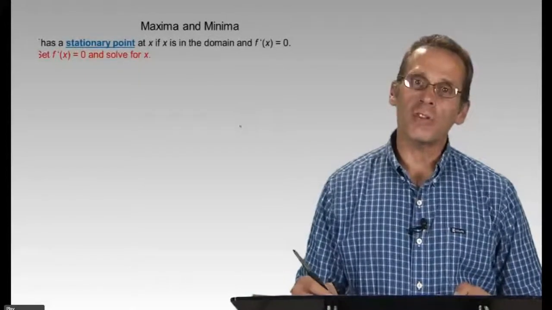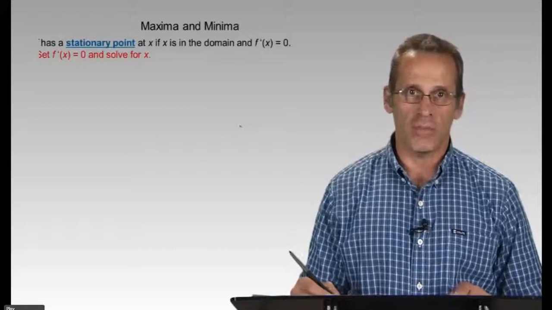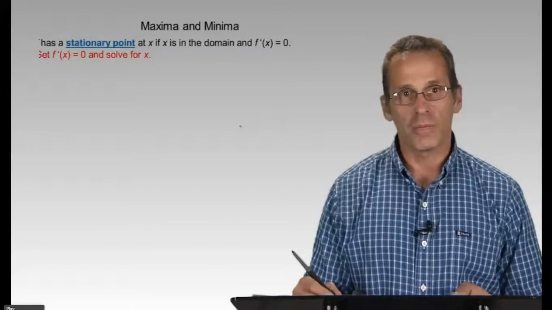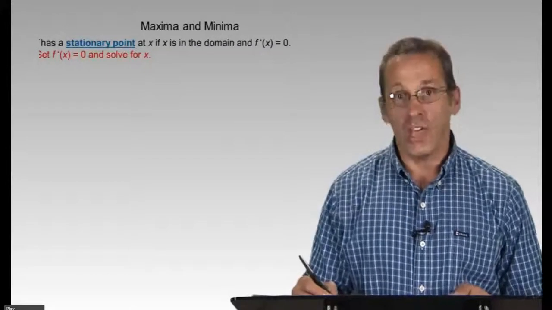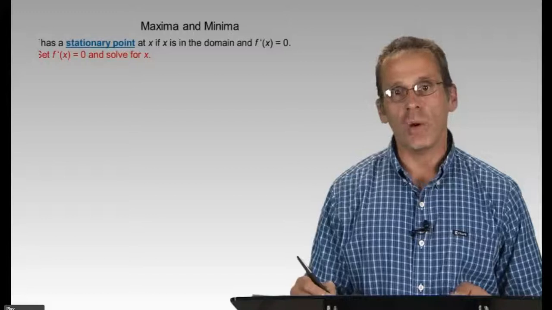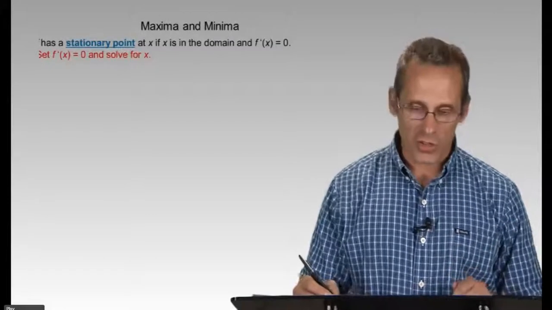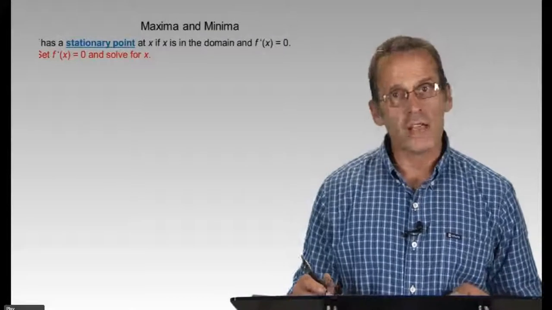So to talk about the types of extreme values, we're going to focus on three types of extreme values. The first is called a stationary point. A function has a stationary point at x if x is in the domain and if the derivative is equal to 0 at that value. So to find this stationary point, set the derivative equal to 0 and solve for x.